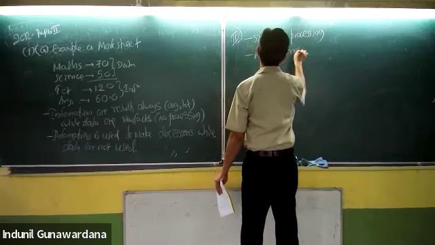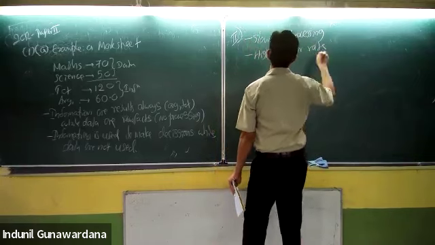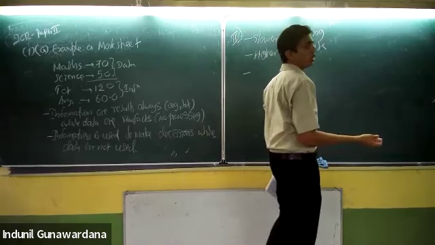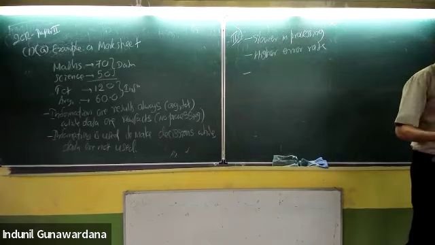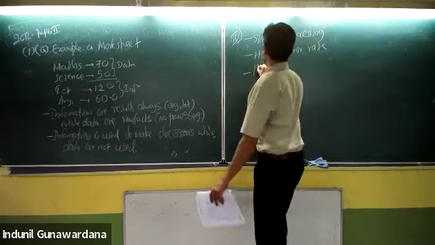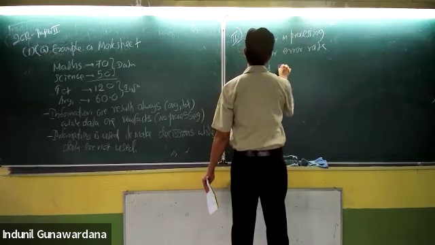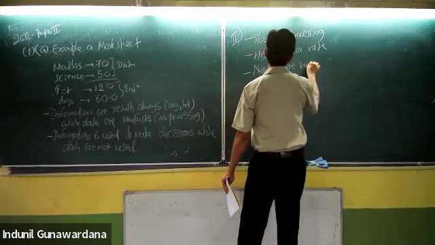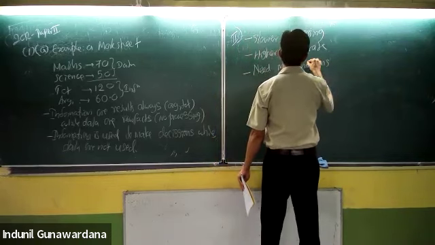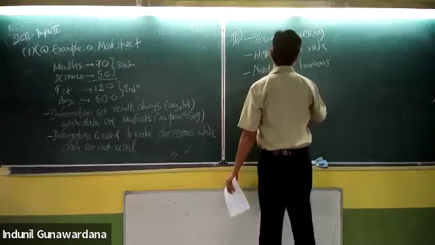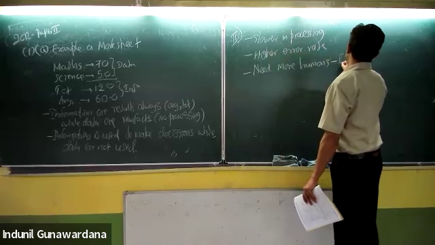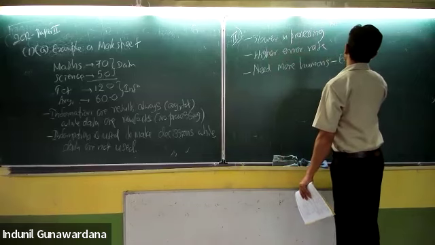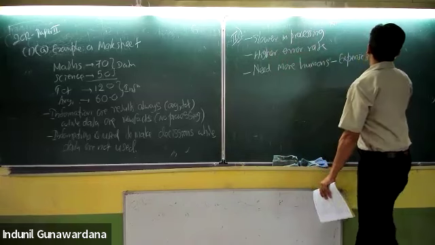Higher error rate. Then further regarding manual, we need more human efforts. We have to pay salaries and things like that. Need more humans. Then we can say that expense for salaries.